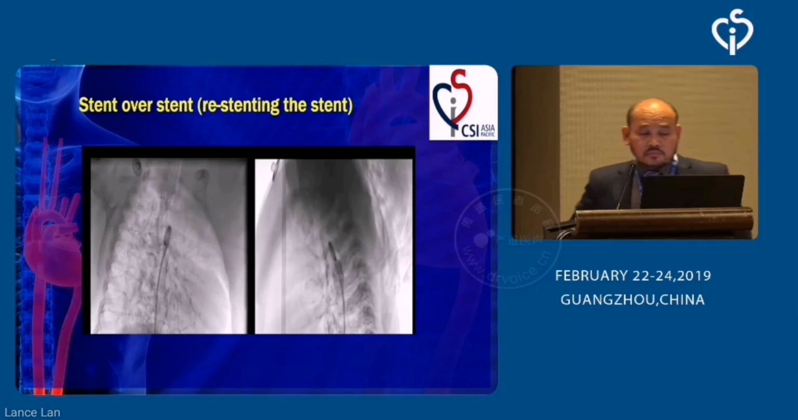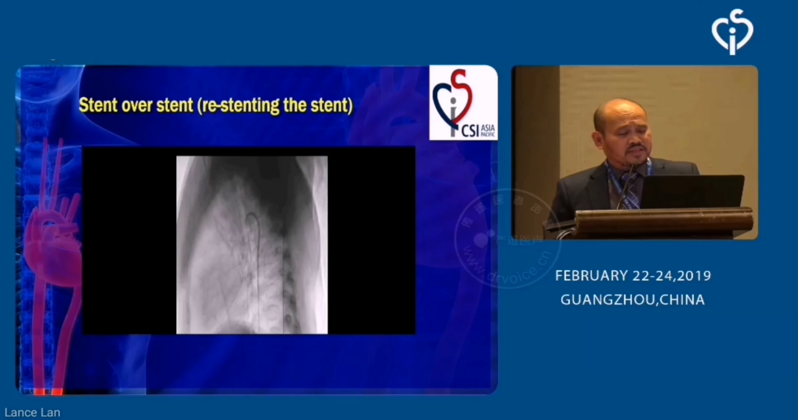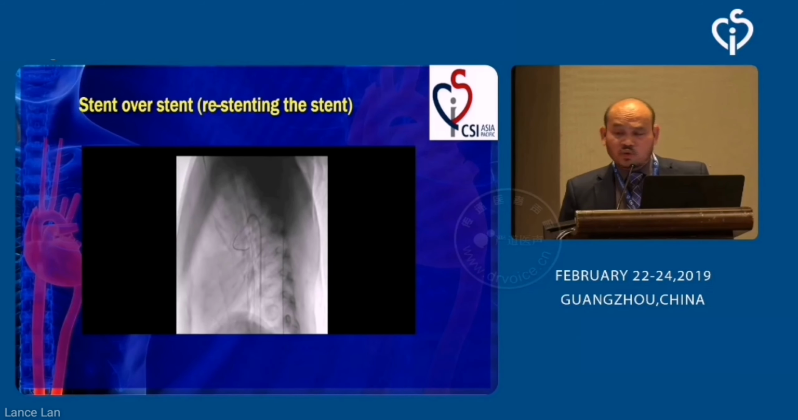Now this one is a closed stent. Right after stenting, there was thrombosis, but we were able to access it through the wire. Our mistake here is that the stent was short. We underestimated the length of the PDA, so we were able to rewire the stent and then double the length.